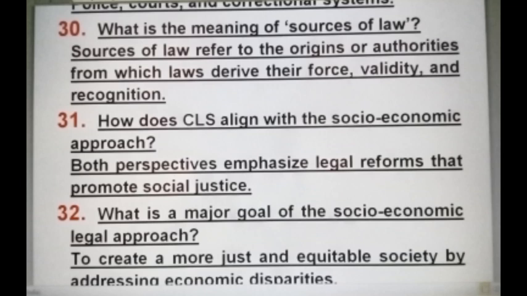What is the meaning of source of law? Sources of law refers to the origins or authorities from which laws derive their force, validity, and recognition. How does CLS align with the socio-economic approach? Both perspectives emphasize legal reforms that promote social justice.